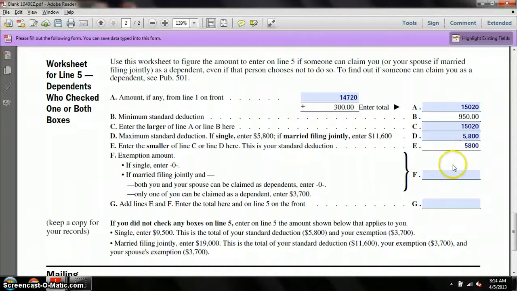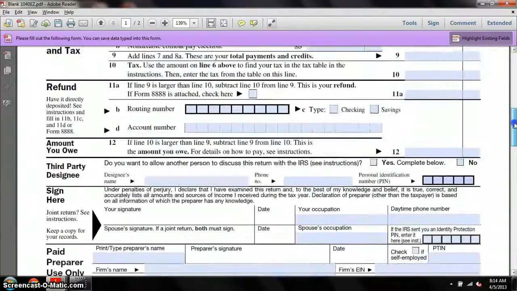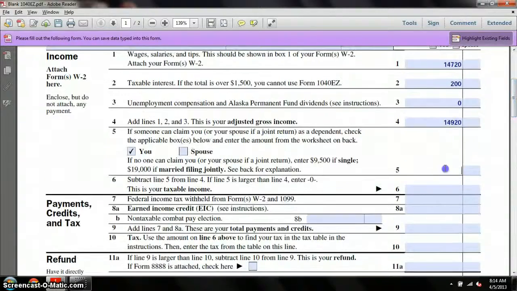Okay, exemption amount, if single, enter 0. So remember we said he is single, so we're going to put 0 there. And then line G says add lines E and F. Enter the total here and on line 5 on the front. So it's 5,800 that would be our total there. So we enter it here and we go back to the front. Line 5, we enter 5,800.